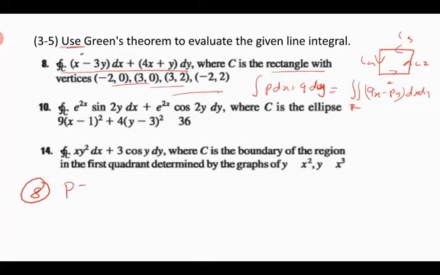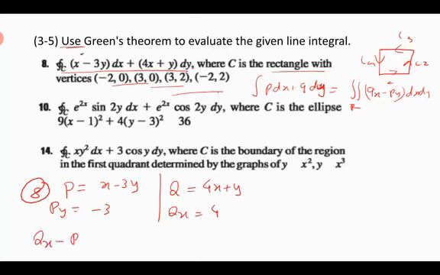P is equal to x minus 3y. So Py is equal to minus 3. What is Q? Q is equal to 4x plus y. Qx is equal to 4. So Qx minus Py is equal to 4 minus of minus 3, which is 7. Are we on the right track? 7.